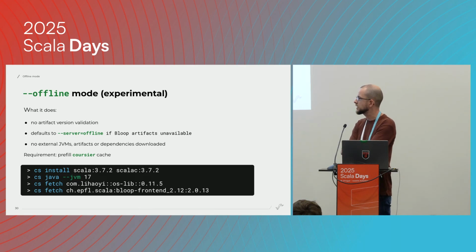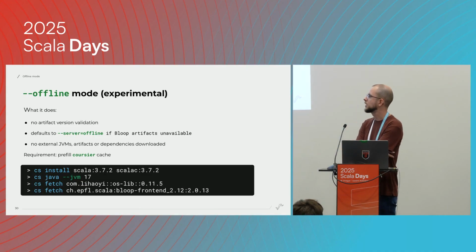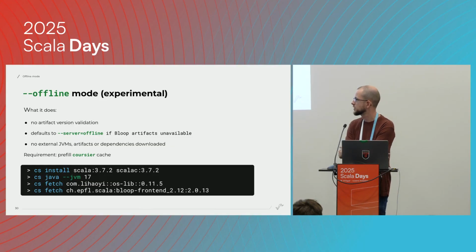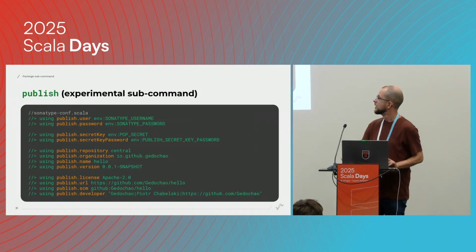To prepare the Coursier cache without running the whole thing, there are a couple of examples here. For example, for preparing the Scala version, you do cs install scala with a particular version. You can install the JVM with cs java, and you can fetch the dependencies with cs fetch. And also if you care about the build server after all, because it runs much faster if you have Bloop online, then you can use cs fetch on the Bloop front-end dependency.